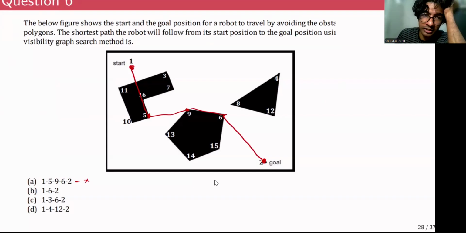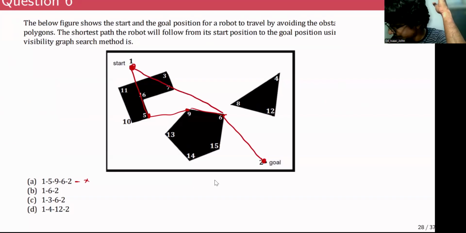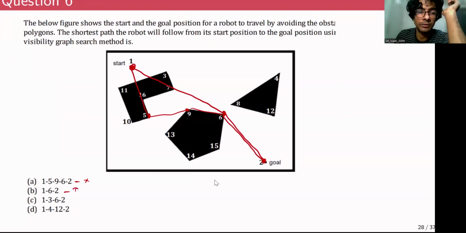The second option is 1, 6, 2. If this is 1, then where do we have node 6? Yeah, 1 to 6 is like this, and then 2. Again, that is also not feasible, because the path from 1 to 6 goes through this obstacle. So that is also not feasible.